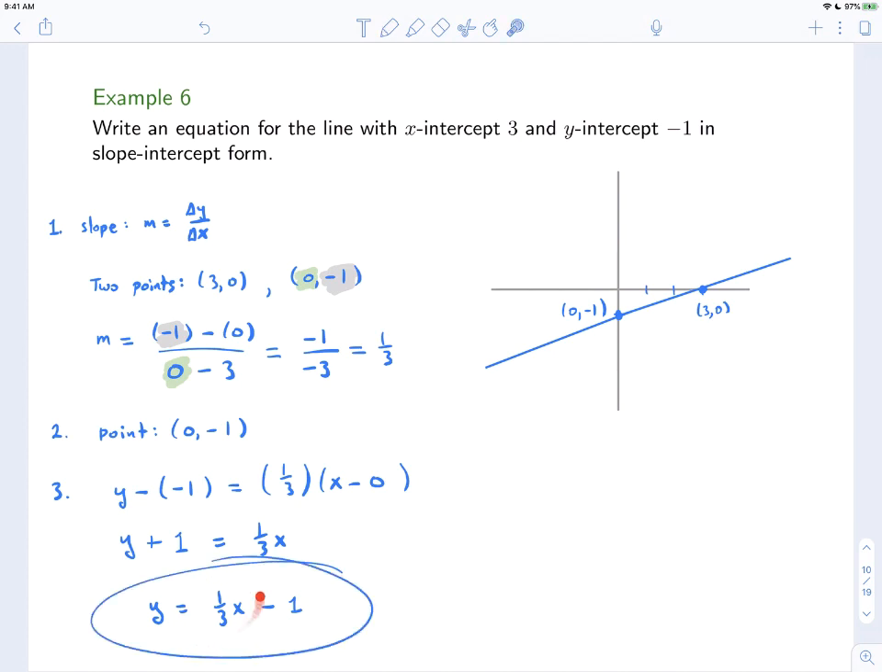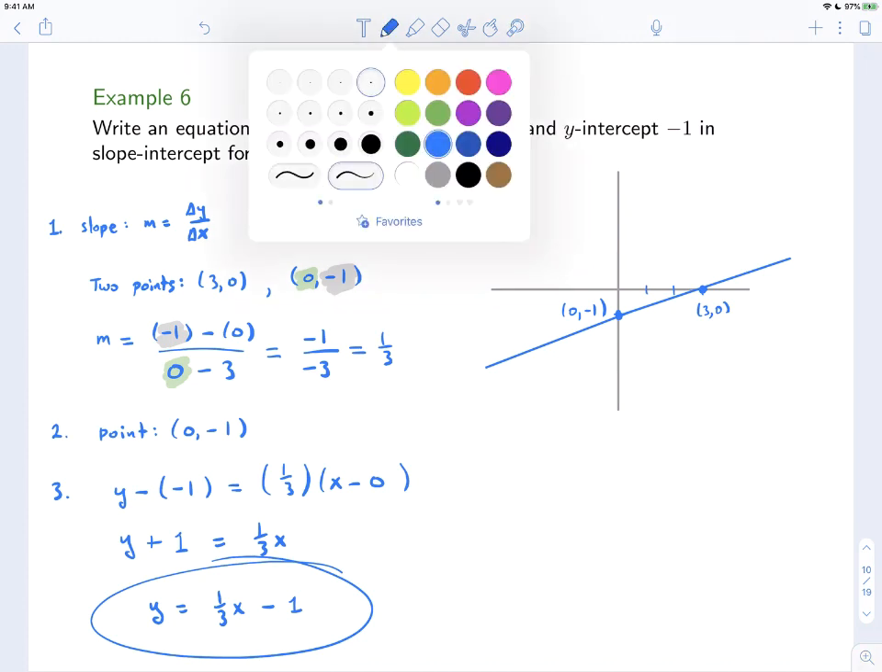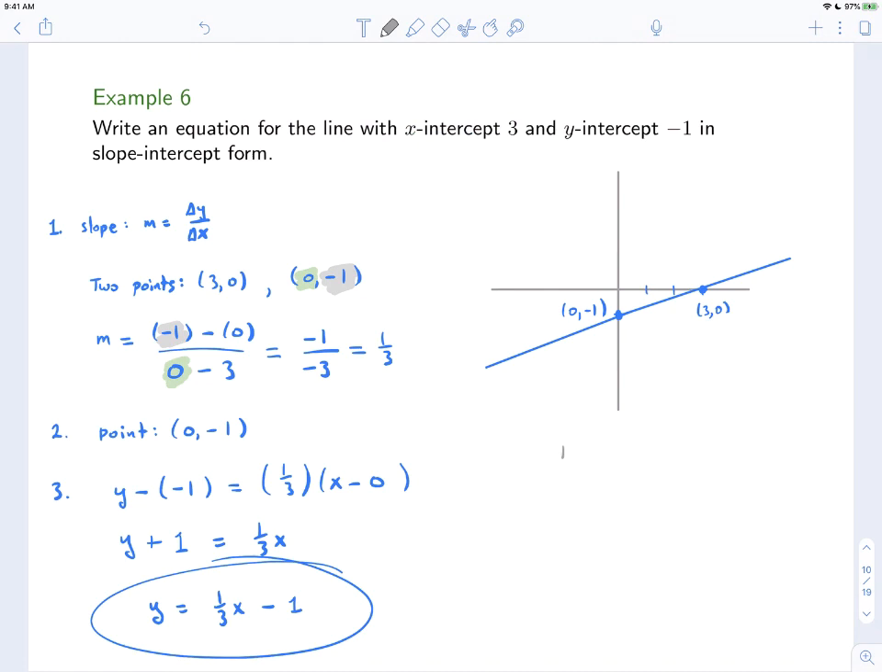Notice that we have the slope 1/3 and the y-intercept is -1, which we knew. Again, if you did this with the other point, you'd get the same answer. So if instead we use the point 3, 0, then we would have y minus the y-coordinate, 0, equals the slope times x minus the x-coordinate. So this is y minus 0 is y, and then we have 1/3 x minus 1/3 times 3, which is 1. And there you have it. See, it's the same.